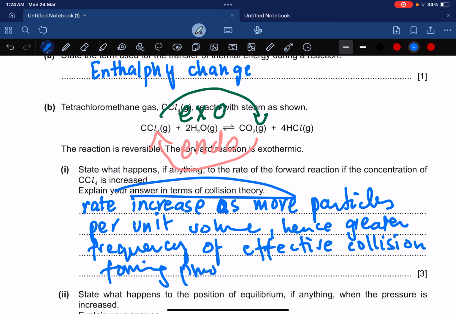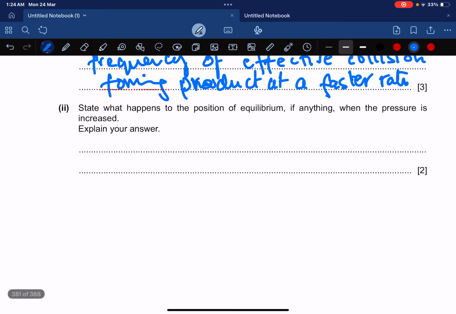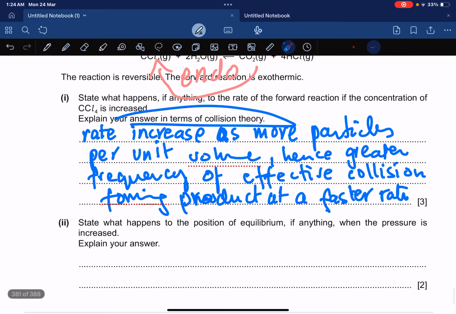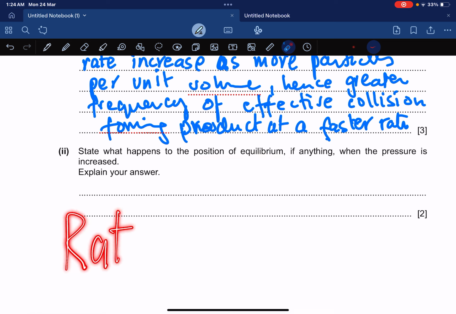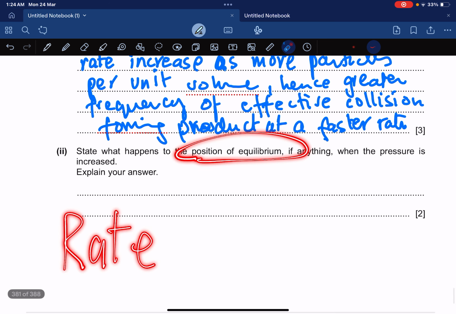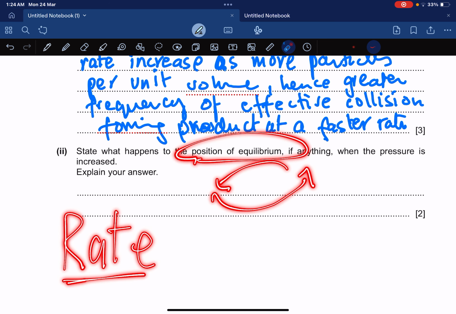Forming product at a faster rate. Okay, that's the same thing, the rate increases. Now state what happens. First they asked about the rate and now they've asked about the position of the equilibrium. These two are different things. Never confuse yourself between the rate and the position of the equilibrium. The position of the equilibrium moves forward or backward, and the rate increases or decreases.